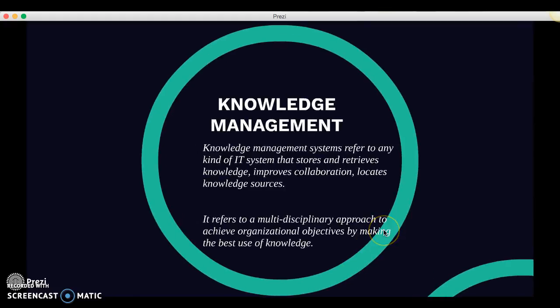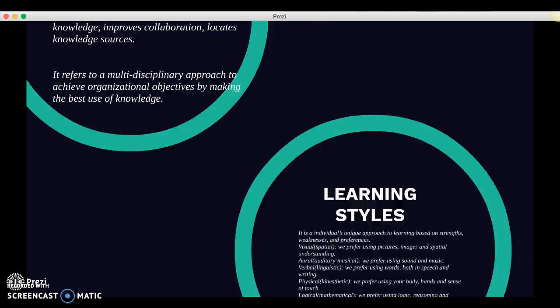Coming to the basic example of knowledge management. Knowledge management systems refer to any kind of IT system that stores and retrieves knowledge, improves collaboration, locates knowledge sources, and it also refers to a multidisciplinary approach to achieve organizational objectives by making the best use of knowledge.